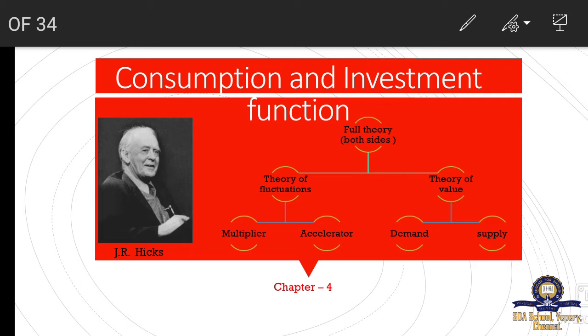Now, we'll go to chapter 4 Consumption and Investment Function. In this chapter, we are going to discuss consumption function, psychological law of consumption, investment function, multiplier, accelerator, and super multiplier. The chart says that the whole theory divides into two: theory of fluctuations, theory of value. Theory of fluctuations divides into two: one is multiplier, other one is accelerator. Theory of value divides into two: one is demand, other one is supply.